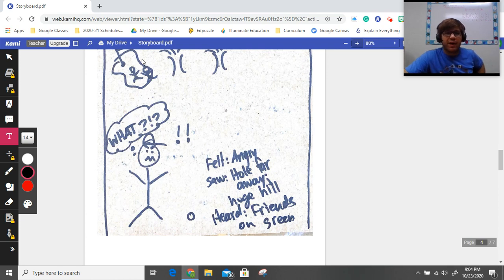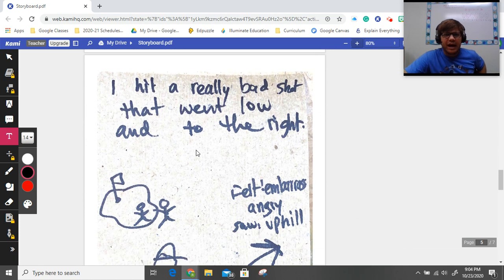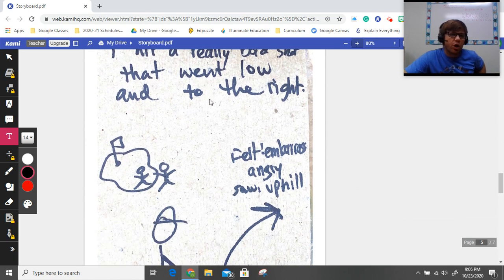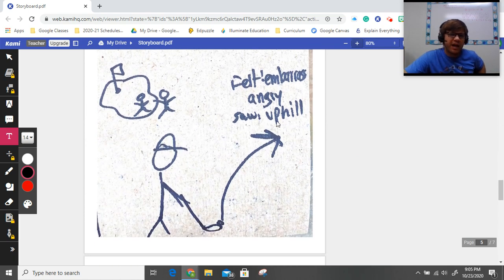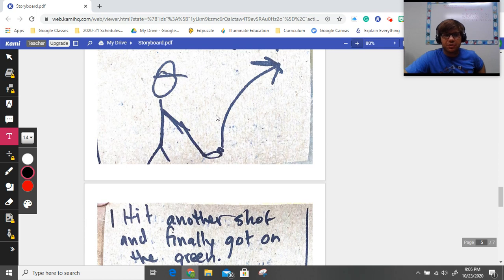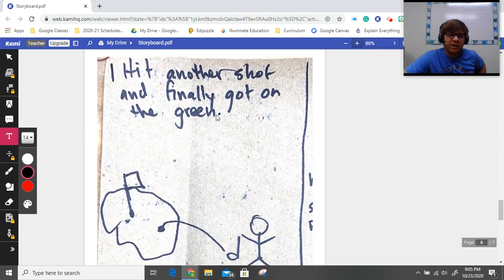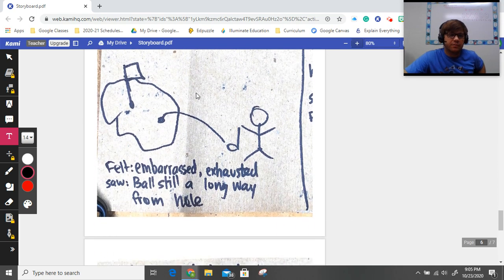What I heard, my friends were already on the green. They had already gotten their balls up there, so I'm like super far away now. I hit a really bad shot that went low and to the right. I felt angry and embarrassed. I saw more hill. I was still really far away. I hit another shot and finally got on the green.